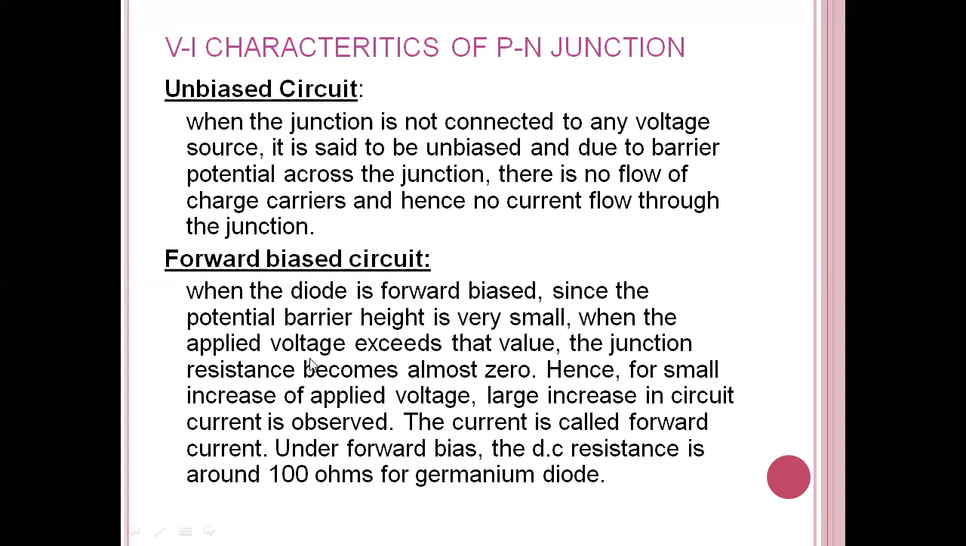as the diode is forward biased, the potential barrier height is very small. When the applied voltage exceeds this small value itself, the junction resistance becomes zero. Hence, a small increase of applied voltage produces a large increase in circuit current. This current is called the forward current. Hence, in forward bias, a very low resistance, about 100 ohms, is offered, especially for a germanium diode.